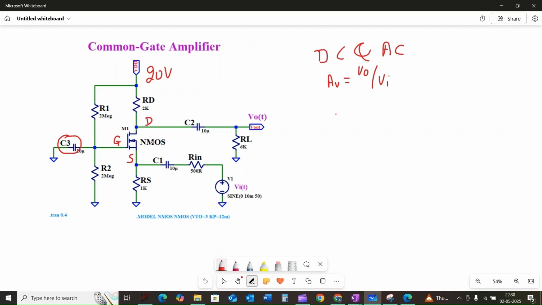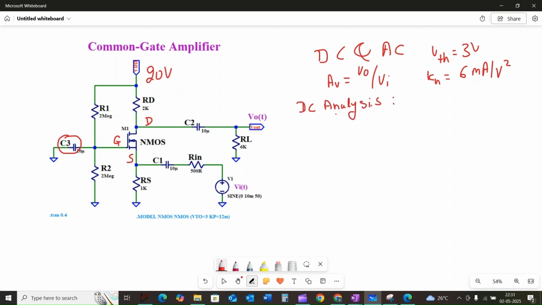The N-channel enhancement MOSFET has specific parameters including the threshold voltage VTH equal to 3 volt and the conduction parameter Kn equal to 6 milliamps per volt square. We will see how to input this into the SPICE model later. Let us begin with the DC analysis.